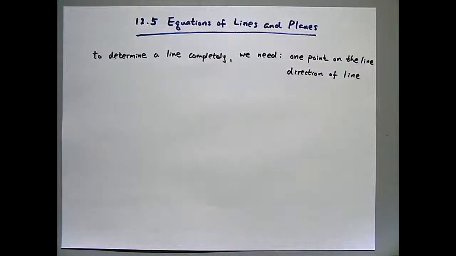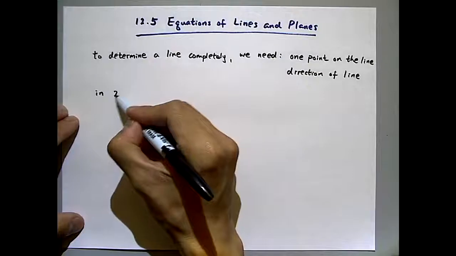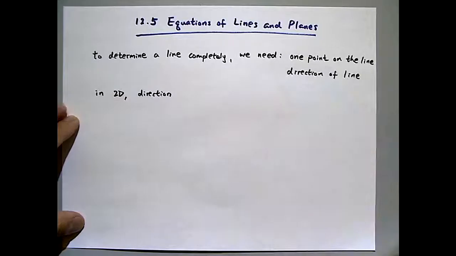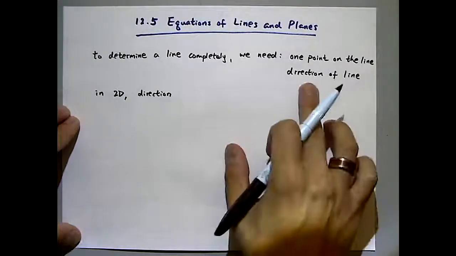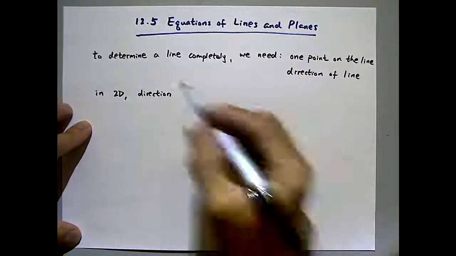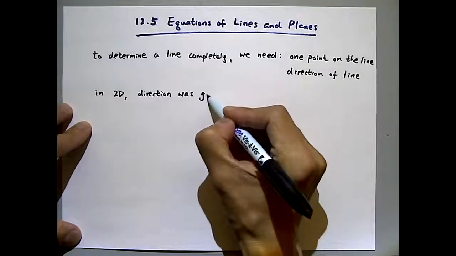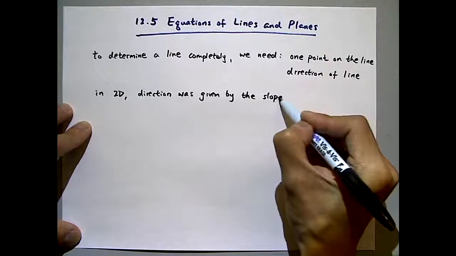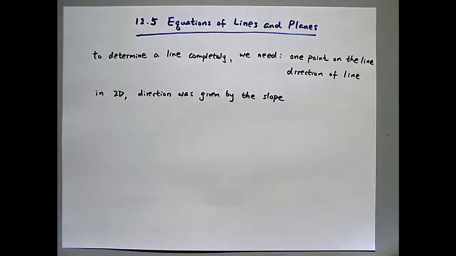Okay? Now, if you think back in the two-dimensional situation, a point, of course, is a point. The direction of the line in the two-dimensional system was given by the slope. Right? So if you know the slope and you know one point, you could write out the equation of a line, y is equal to mx plus b, for example. In higher dimension, the situation is very, very similar.